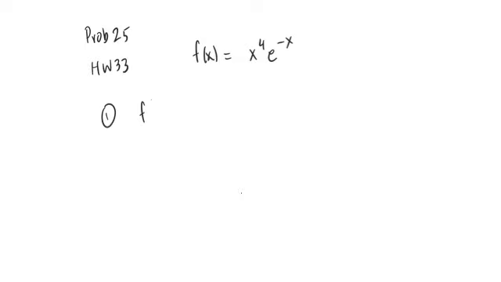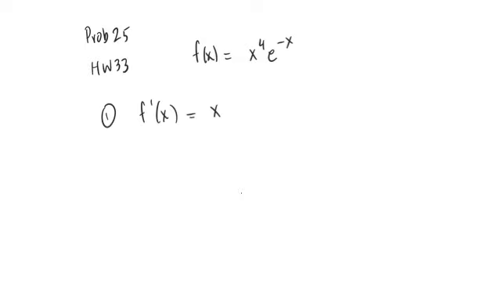Okay, here's problem number 25 from homework 33. So we are looking to find the increasing, decreasing intervals, local maxima and minima, and intervals of concavity and inflection points for the function f of x is equal to x to the fourth e to the negative x. So first step is find f prime.